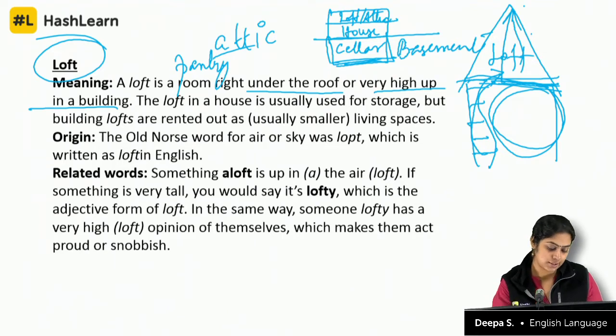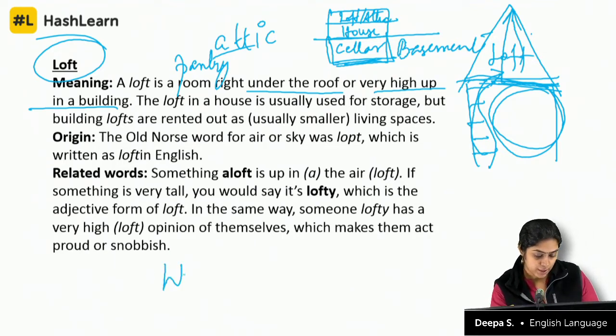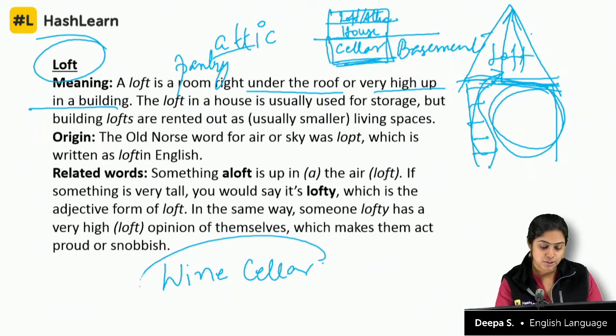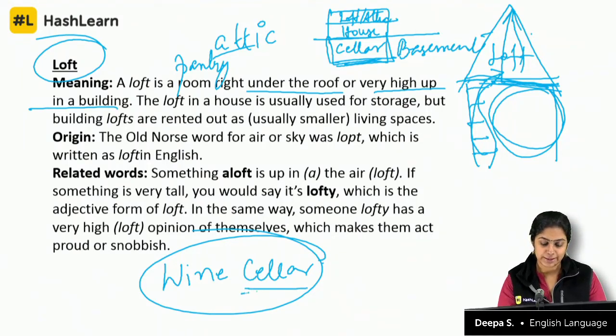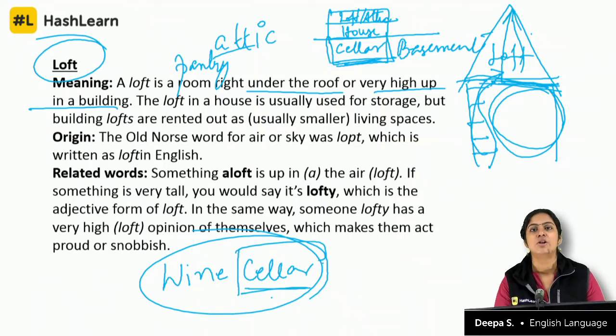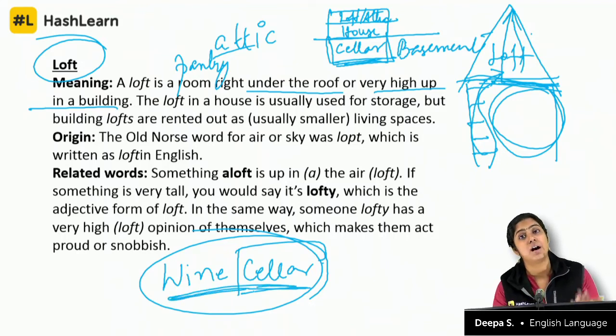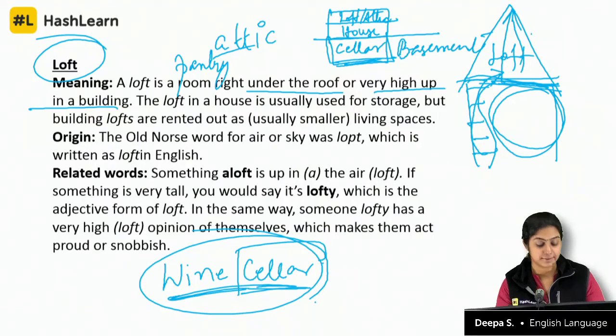You would have heard of the term wine cellar. Typically, wine is something that needs to be stored at a higher temperature or a lower temperature, I don't know. So for that, the cellar is under the house, right? So there is some amount of temperature control that is involved right away. So wine is stored underneath. That's a wine cellar.